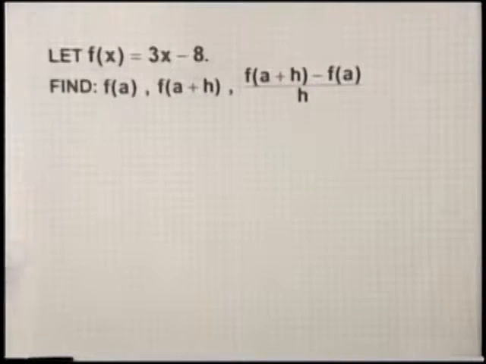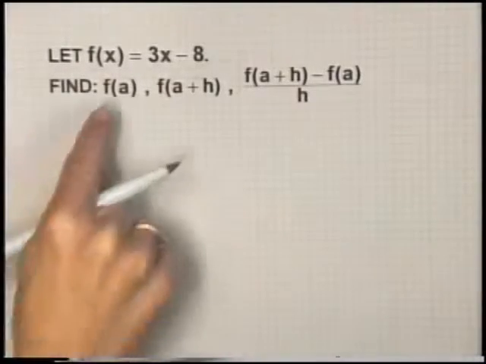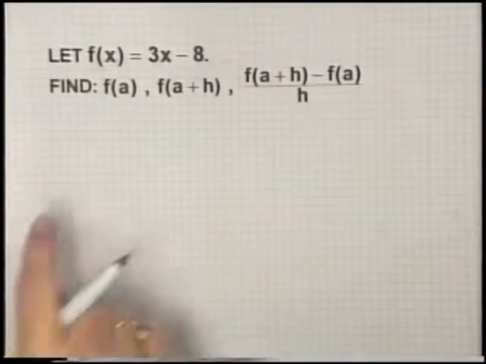Let f of x equal 3x minus 8. We are to find f of a, the quantity f of a plus h, and then finally f of a plus h, subtract f of a, all divided by h. Let's start with this first one.